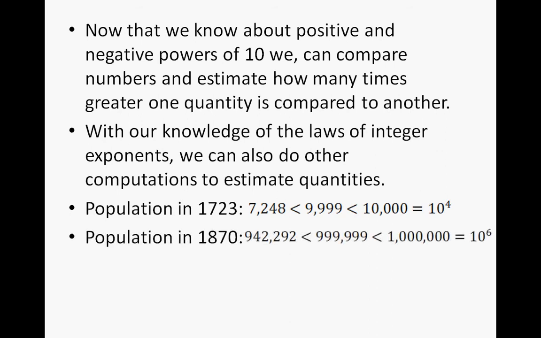Well, the same thing with the population in 1870. There is a number with the same number of nines in it, or 6 digits. And there's also a power of 10 which exceeds our 942,000 number. So we're going to be using 10 to the fourth power as our estimate for 1723 and 10 to the sixth power as our estimate for 1870.